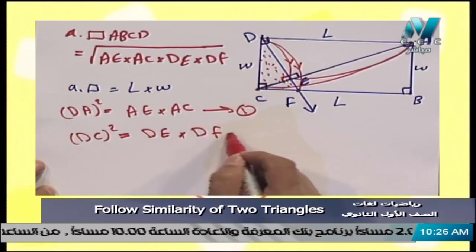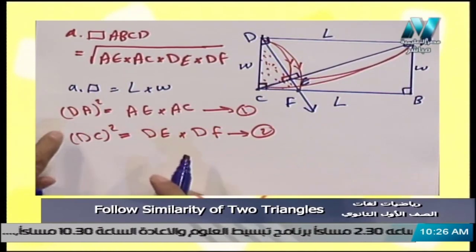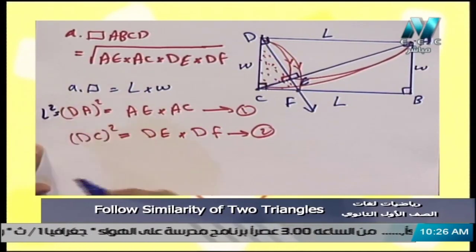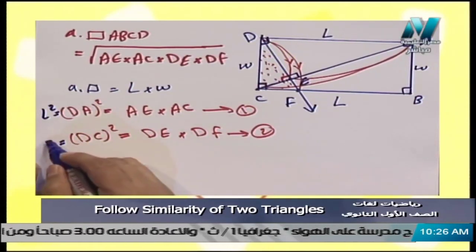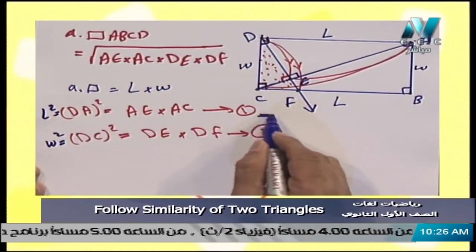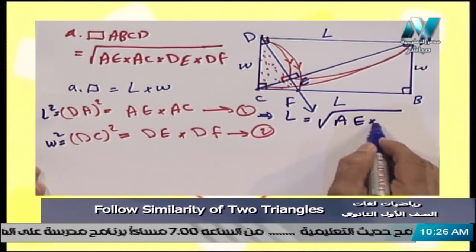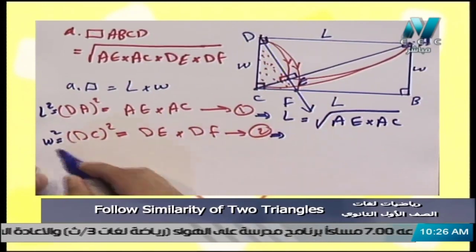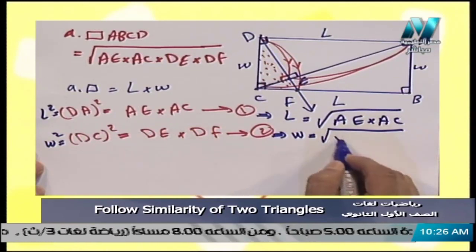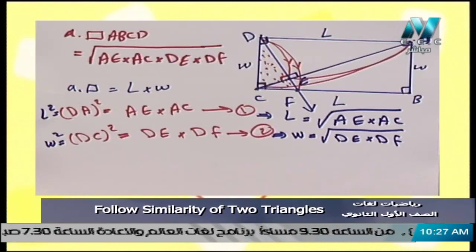Say this is 1 and this is 2, and from 1 and 2, DA power 2 means L power 2, and DC power 2 means width power 2, and we would like to find L also. L here equals square root AE multiplied by AC, and W, which is the width, equals square root DE multiplied by DF.